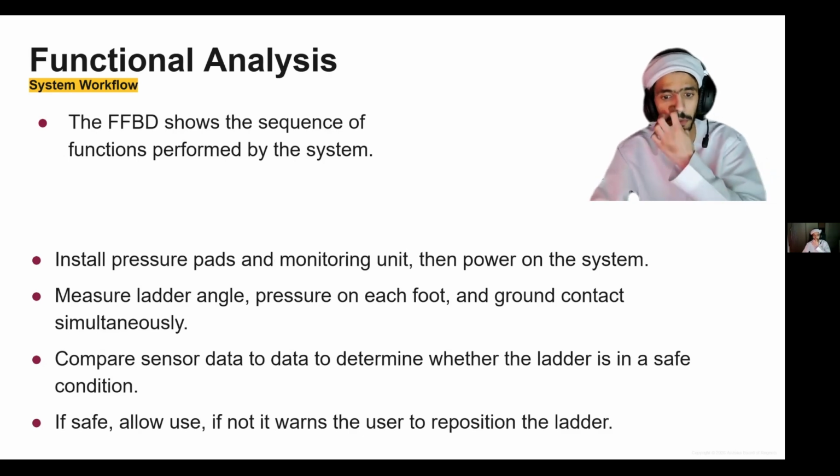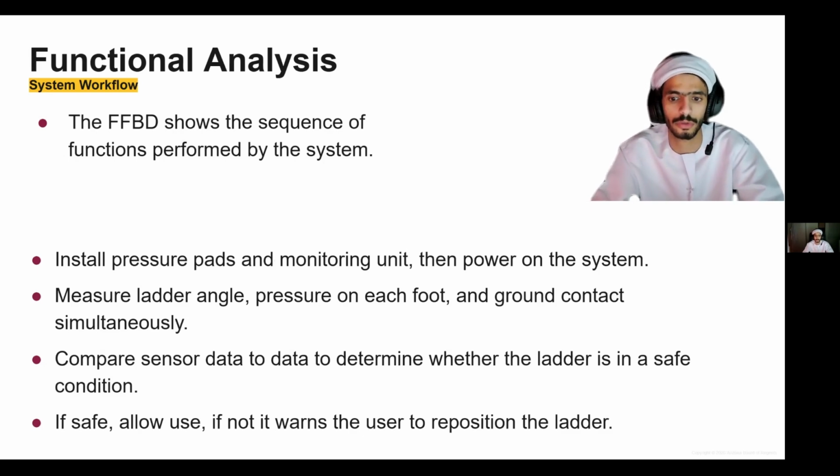After collecting all that information, the system combines all three results to determine whether the ladder is safe to use or not. If all safety conditions are met, the user receives a safe indicator and can begin climbing. If it is unsafe, the system immediately provides a warning and instructs the user to reposition the ladder before climbing. This process continues while the ladder is in use, allowing the system to monitor stability until the job is finished.